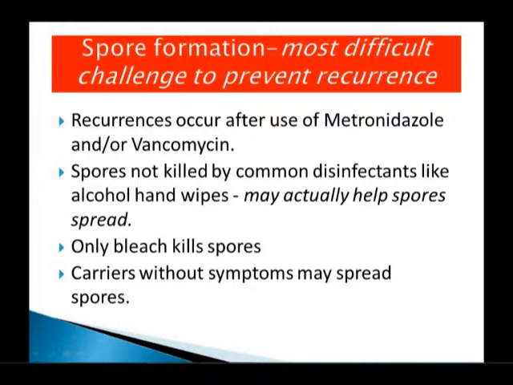So it turns out that carriers who are not symptomatic may also spread the spores. One of the reasons that I advocate, if we've got a situation with Clostridia in a child, that family members get tested too. So it's worth doing an organic acid test on other people in the home.